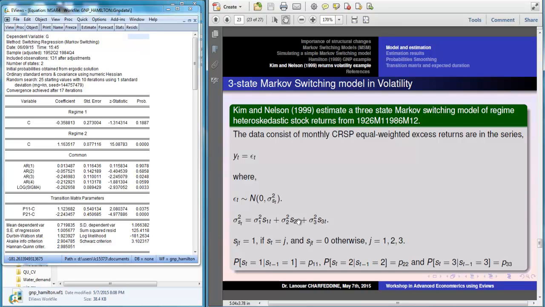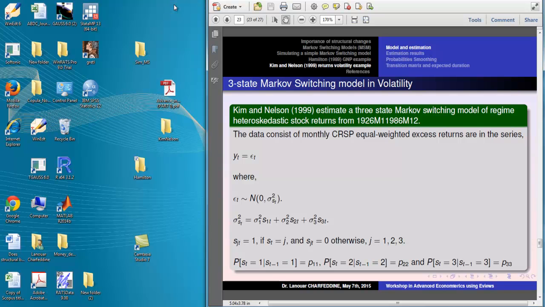Okay, we go now to the last example, which replicates the result of Kim and Nelson 1999, where we estimate a three-state Markov switching model of the stock returns from 1926 to 1986. Because we want to model the stock returns, and as you know, stock returns are characterized by switching in the variance and not in the mean.